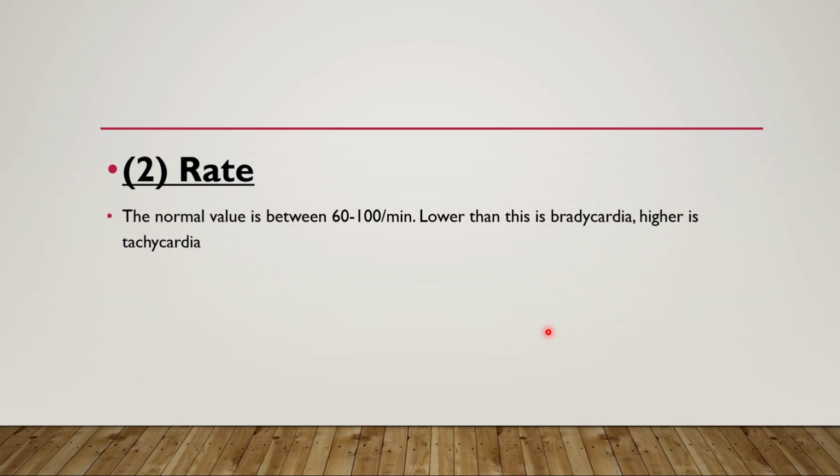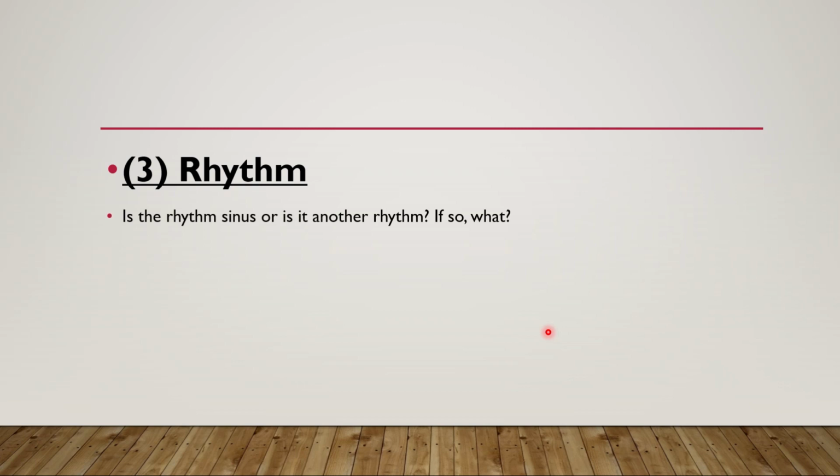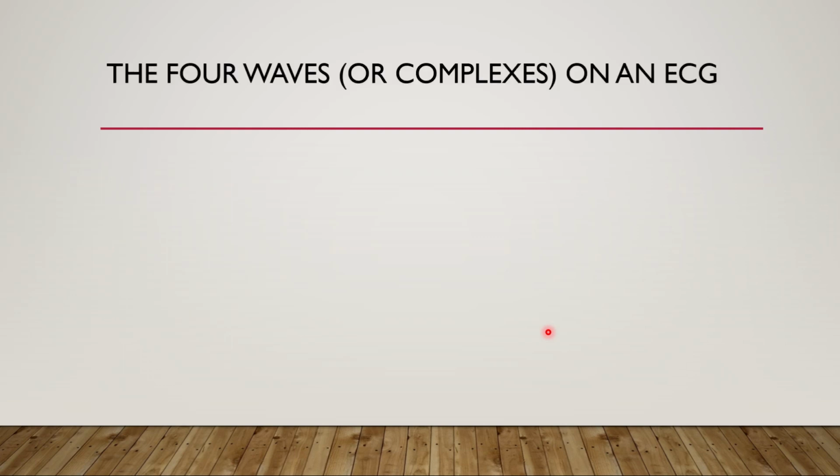Now, the second of the initial four features is rate. As I told you, the normal rate is 60 to 100 per minute, and a rate lower than this is bradycardia, and more than this is tachycardia. Next is rhythm. We should look for presence of sinus rhythm or any abnormal rhythm. The fourth initial feature is axis, whether it is a normal axis, a left axis deviation, or a right axis deviation.